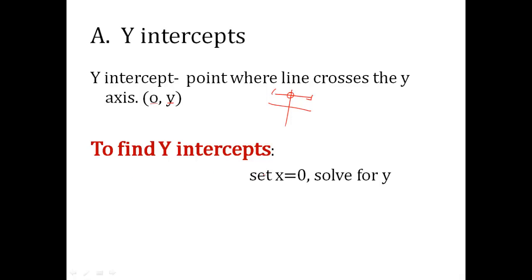Okay, now to find y intercepts of rational functions, you're going to set x equal to zero in the whole equation and just solve it for y. We'll do some examples in a minute, but here's the basic rule for y-intercepts. Set x equal to zero, solve it for y.